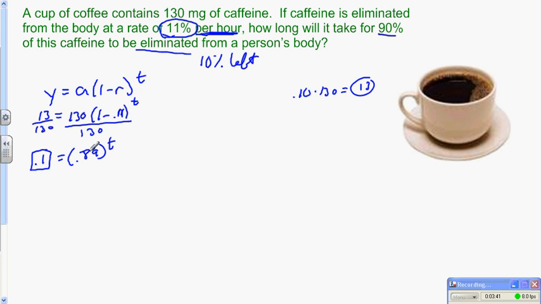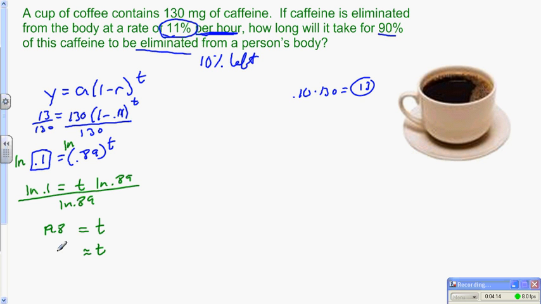In this situation, we can't get to the variable because it's in the exponent, so we rely on our log. And you can do log or natural log. It does not matter. You're going to get the same answer. So I would do that to both sides, and I would get ln 0.1 equals t ln 0.89. I would divide both sides by ln 0.89, and t would be 19.8. In other words, t would be approximately 20 hours. It would take that long for you to eliminate 90% of the caffeine in your body.